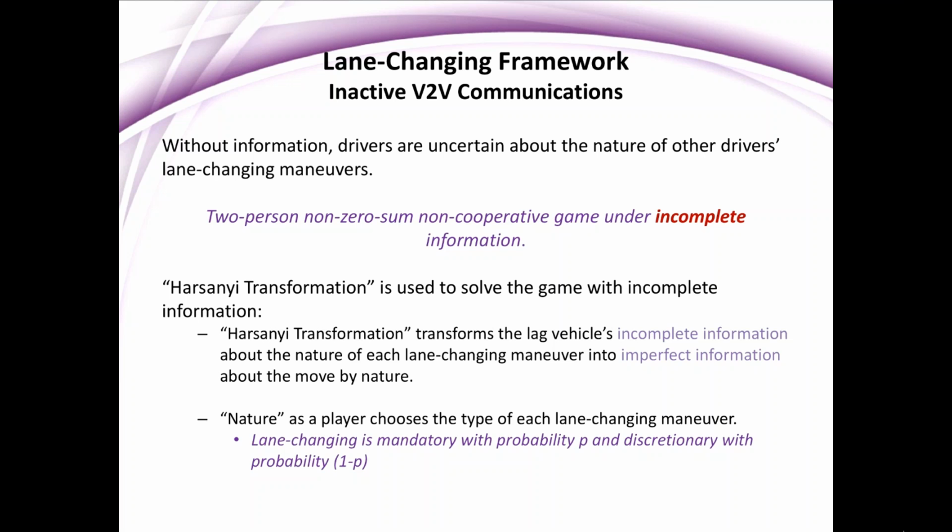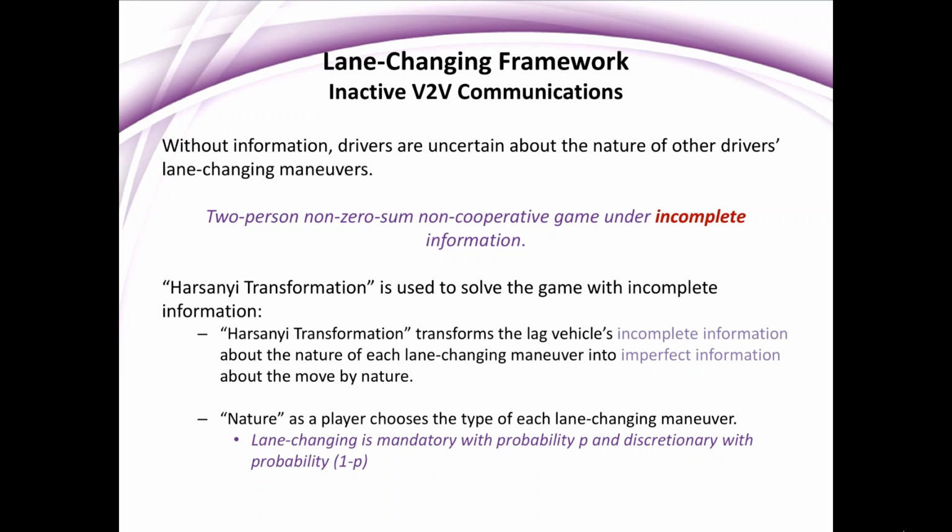When we don't have V2V communications, we assume that drivers are uncertain about the nature of the other driver's lane changing maneuvers. So basically, they don't know if it is going to be a mandatory or discretionary lane change. And we model this behavior as a two-person, non-zero-sum, non-cooperative game under incomplete information. And having incomplete information can be challenging because we don't know.